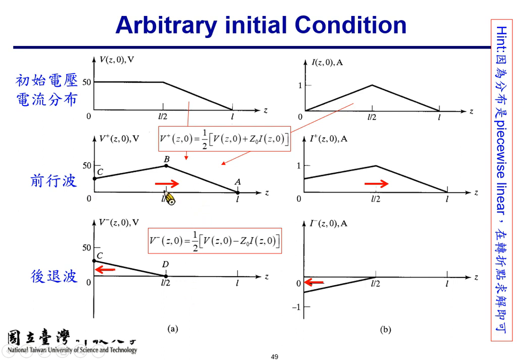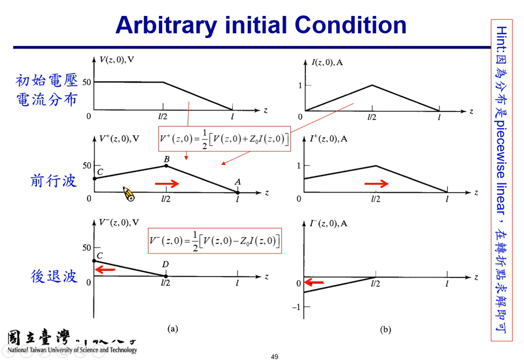Okay, so using this relationship, you can find out the distribution of V plus signal and V minus signal. On that plot, you notice that I marked the red arrows. What is the significance of those two red arrows? They show which direction the signal is going. The V plus signal is going to the right. The V minus signal is going to the left. So right now these are the voltage distribution at the time instant of t equals to 0.